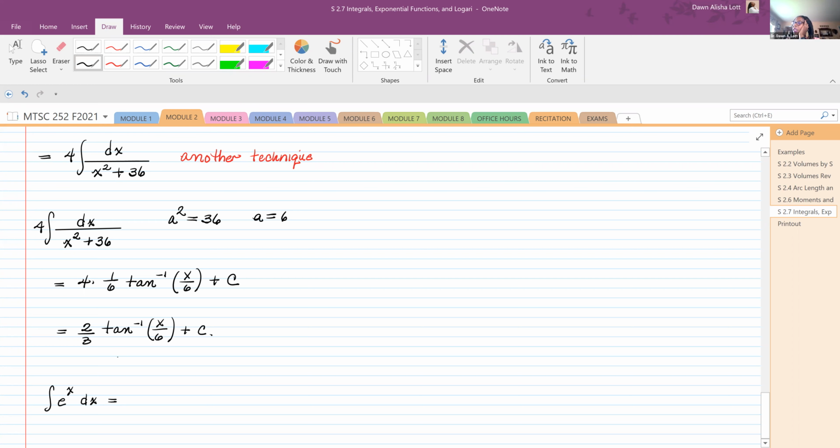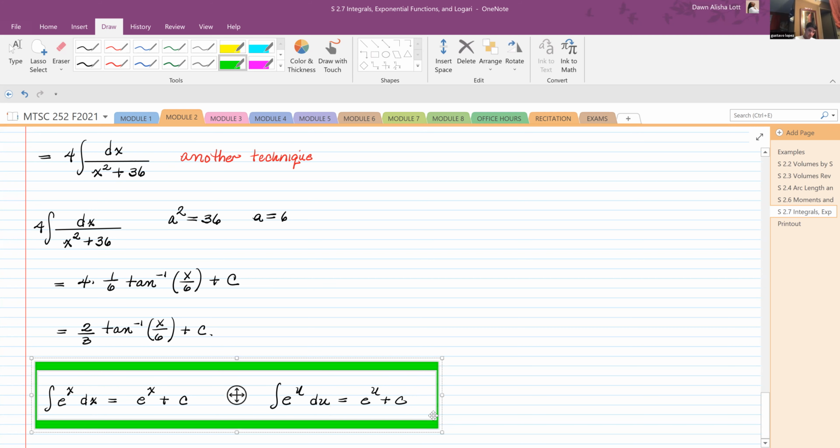What's the integral of e to the x dx? Doesn't it stay the same? Pardon? Doesn't it stay the same? It stays the same. What's the integral of e to the u du? e to the u plus C. Okay.